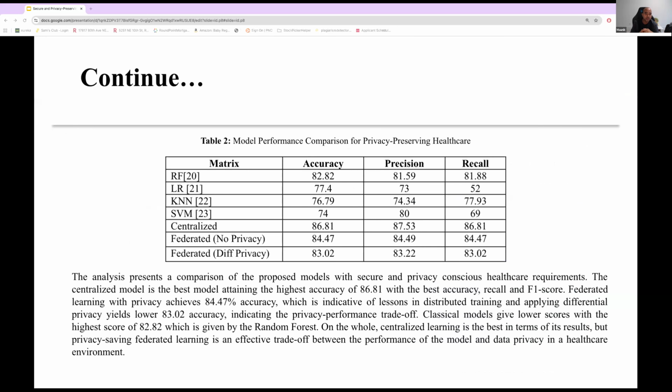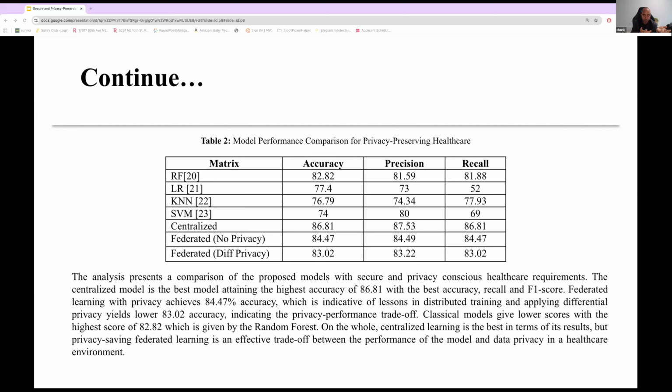And to truly understand the value of our proposed framework, we compare it against the classical machine learning models traditionally used in healthcare analytics, a few years ago at least. And as you can see in Table 2, our centralized DNN serves as a performance ceiling at a peak of 86.81%, which makes sense.